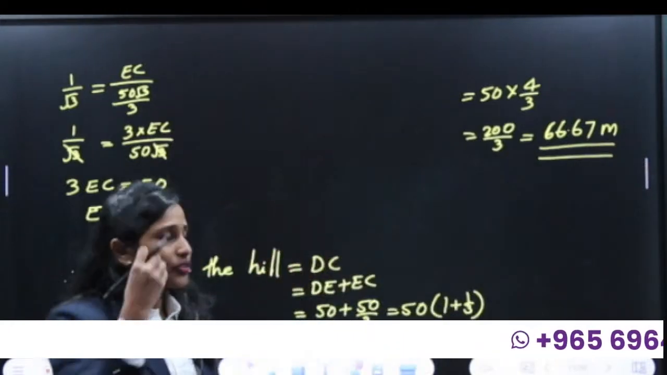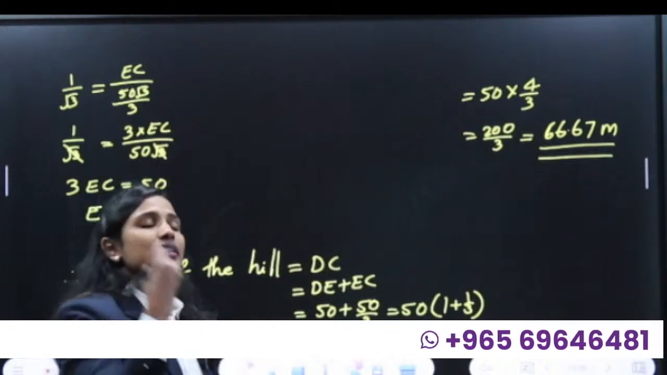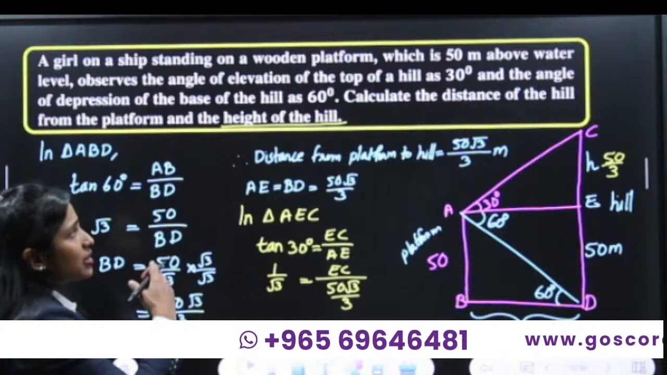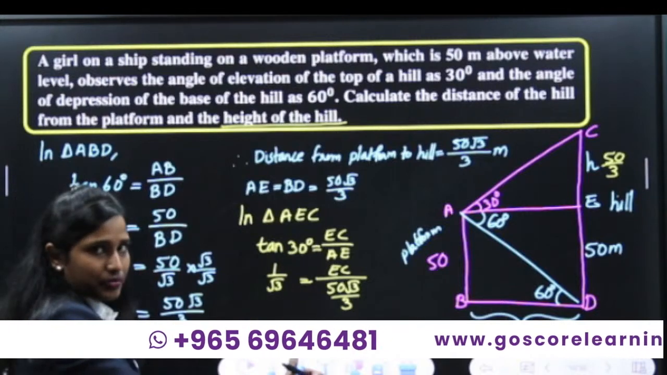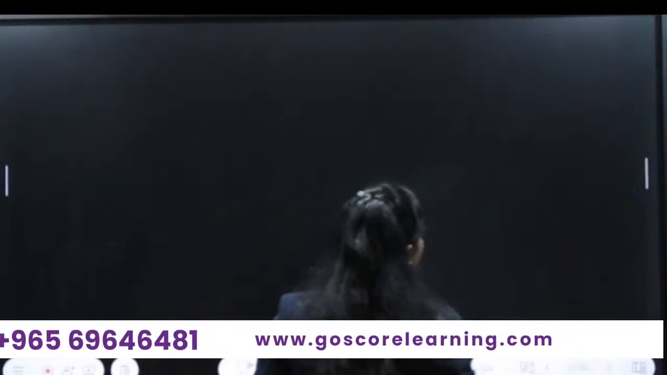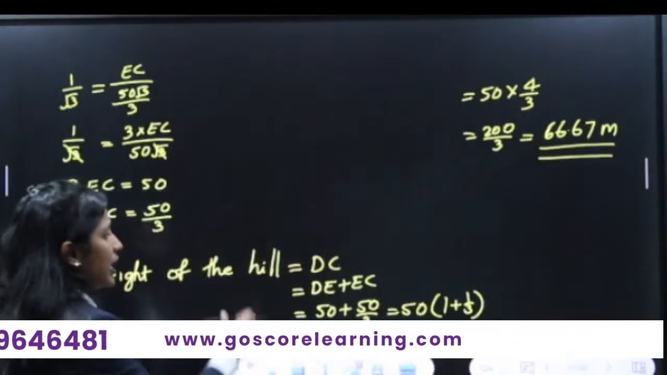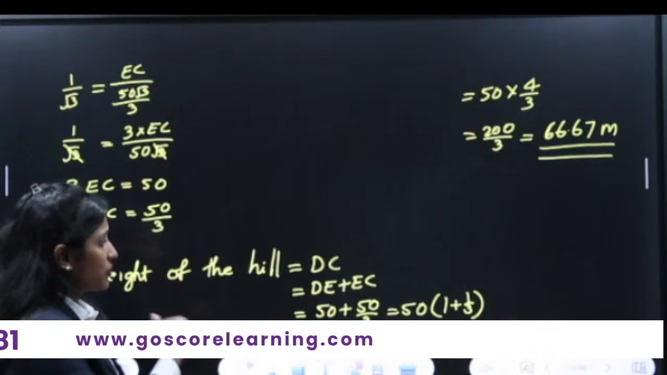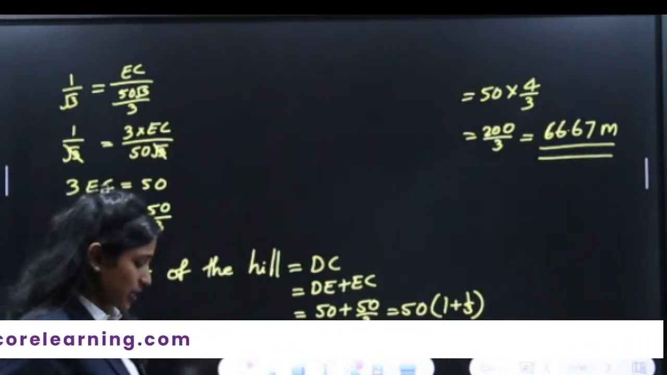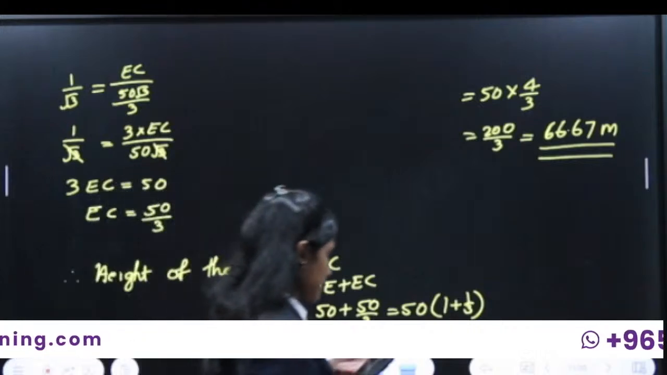Okay. So we had two questions. First thing, the distance between what was it? The distance between platform and hill. So we got it as 50 root 3 by 3 meter. And the next thing, we need the height of the hill. Height of the hill is 50 into 1 plus 50 plus 50 by 3. So we will get 66.67 meters. Yes, Abel, right answer.